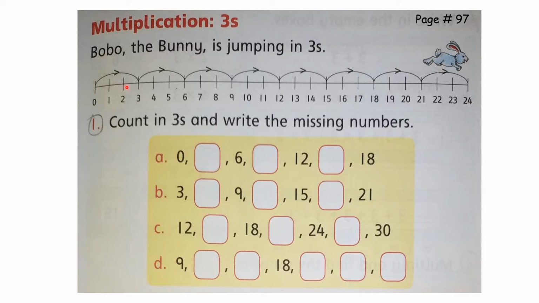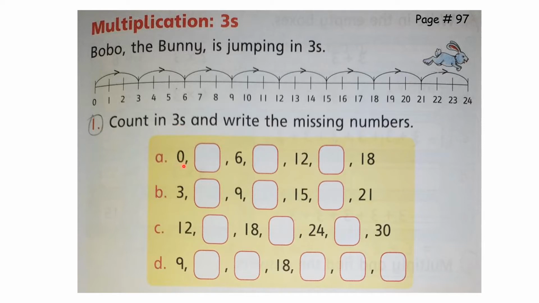Okay, what do we get when we add 3 in 0? 1, 2, 3, and when we add 3 in 3 we get 4, 5, 6. So this bunny is jumping in threes because in every jump he is taking how many steps? 1, 2, 3. 1, 2, 3. So bunny is taking 3 steps. So he is jumping in threes.